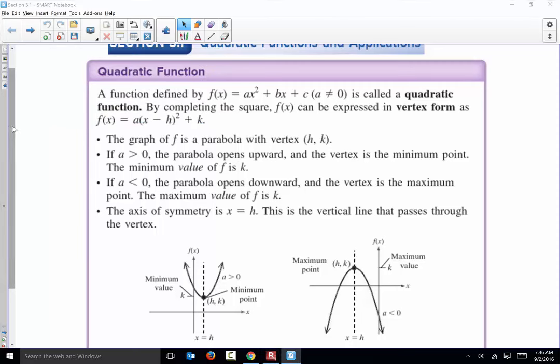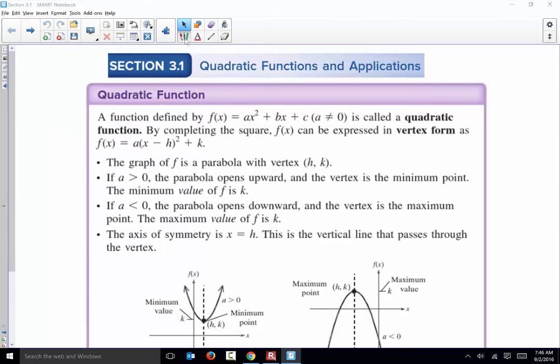Right, good morning. Today we are starting section 3.1, quadratic functions and their applications.